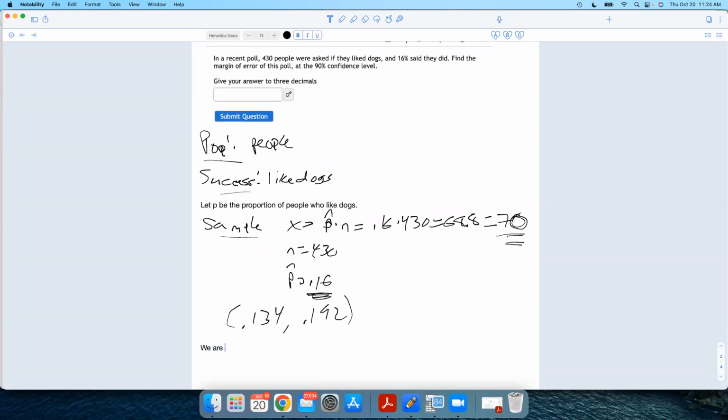We are 90% confident that between 13.4% and 19.2% of people like dogs. I forgot to define my variable. Oh, no, it's right there. Of people like dogs.